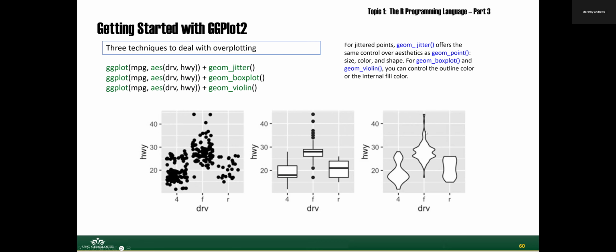This next plot is your violin plot, and you can kind of see why they're called violin plots, especially if you look at the four-wheel drive. That looks more like a violin than some of the other ones, but they generally have the same characteristics of the shape of a violin.